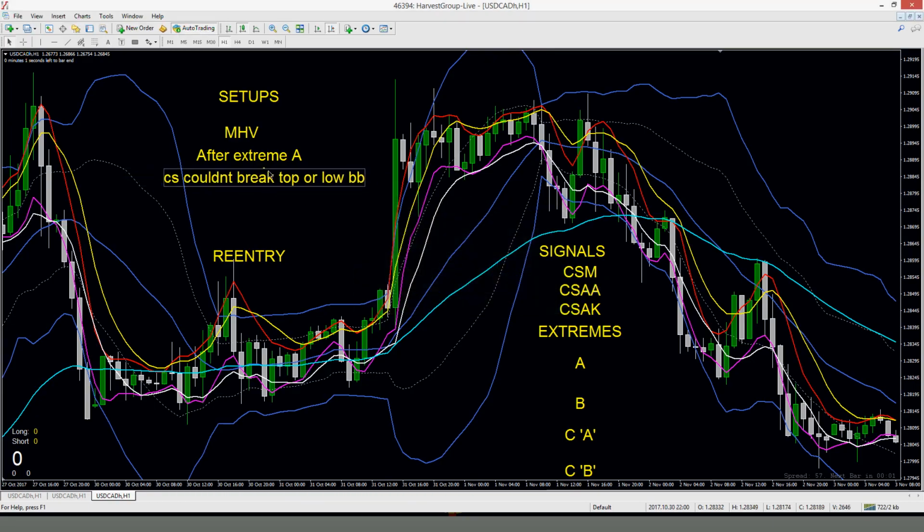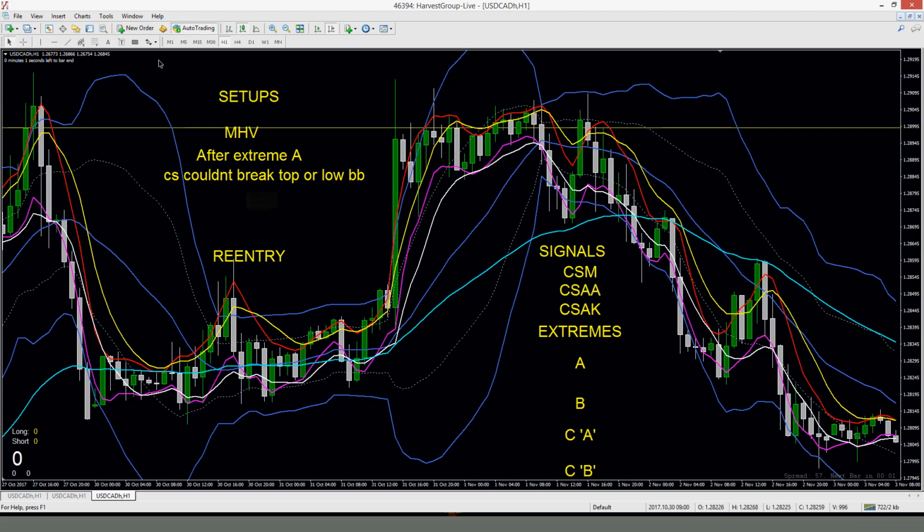Okay, so let's find that here. This is extreme A. You have TP wajib and the candle went up, but it couldn't manage to break top and low BB. So this over here is the first candle that couldn't manage to break top BB, and then the next reverse candle should be this over here. So we need to mark the highest candle body of this MHB.